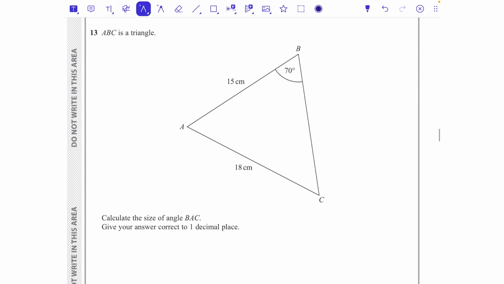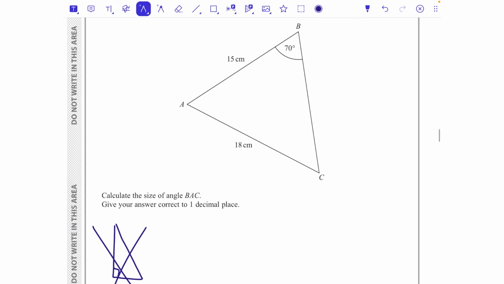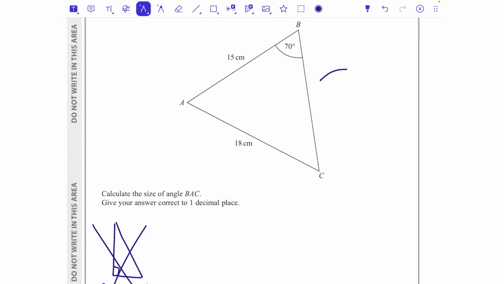Question number 13. ABC is a triangle. Calculate the size of angle BAC. Now, this triangle does not have a right angle. If a triangle has a right angle, then you can use SOHCAHTOA or you can use Pythagoras. And we can use neither of those because this triangle doesn't have a right angle. So that tells me that it's either going to be cosine rule or sine rule.